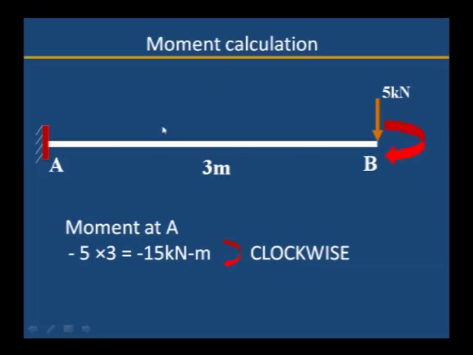Here we can calculate the moment. Let us say 5 kilonewton is acting at the free end of a cantilever beam. This is the cantilever beam, where one end is fixed and the other end is free. 5 kilonewton is acting at the free end, at a distance of 3 meter. 5 into 3 is equal to 15. This is clockwise because the load tries to turn the beam in the clockwise direction. 5 into 3 is 15 kilonewton meter. Its unit is kilonewton meter, and it is a clockwise moment.